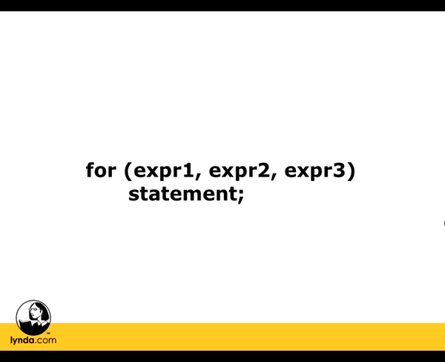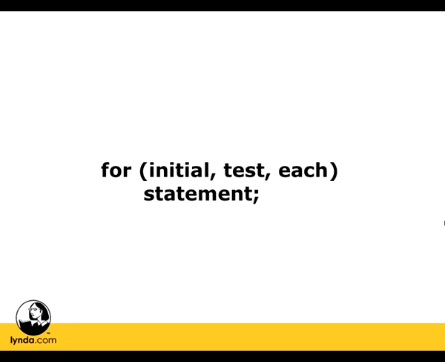And the third one is going to be what happens at the end of each and every loop. So it may be helpful, instead of looking at it as just expression 1, expression 2, expression 3, to look at it as initial, test, and each. Initial is the initial value we're giving. We're initializing something. Test will be the test that we perform each time, and as long as it's true, we'll continue the loop. And each will be the action that we perform at the end of every loop before looping back to the top and doing the test again.